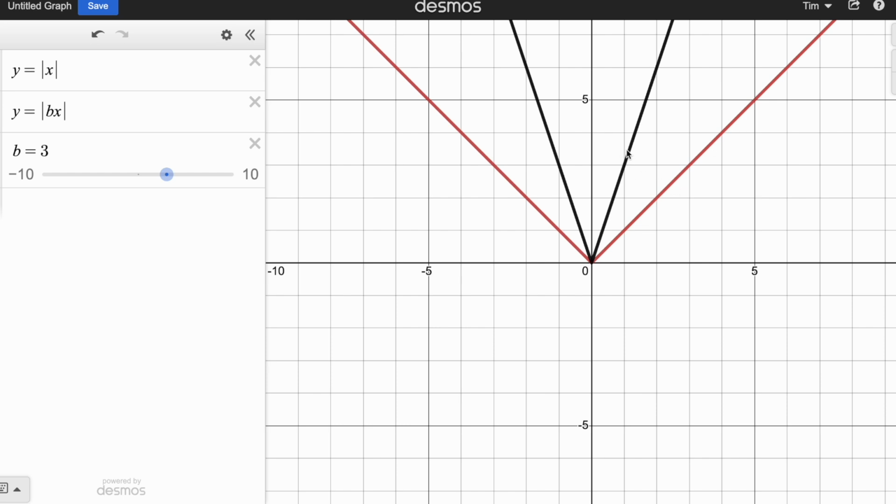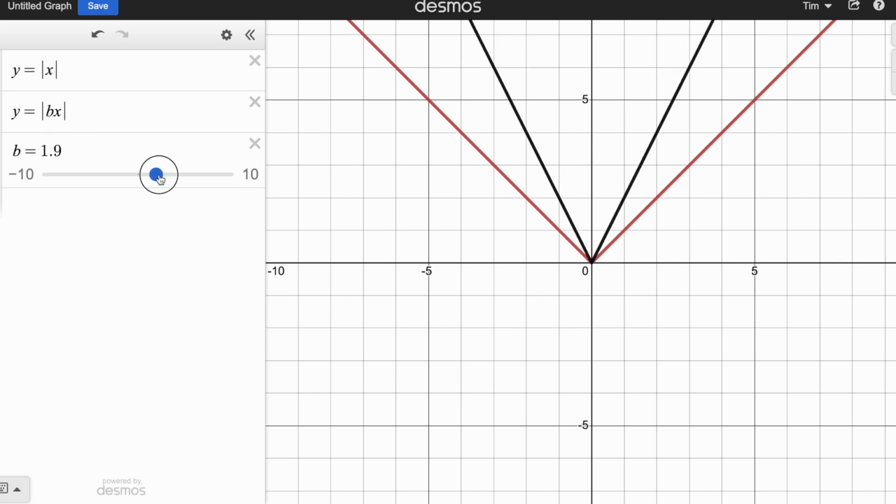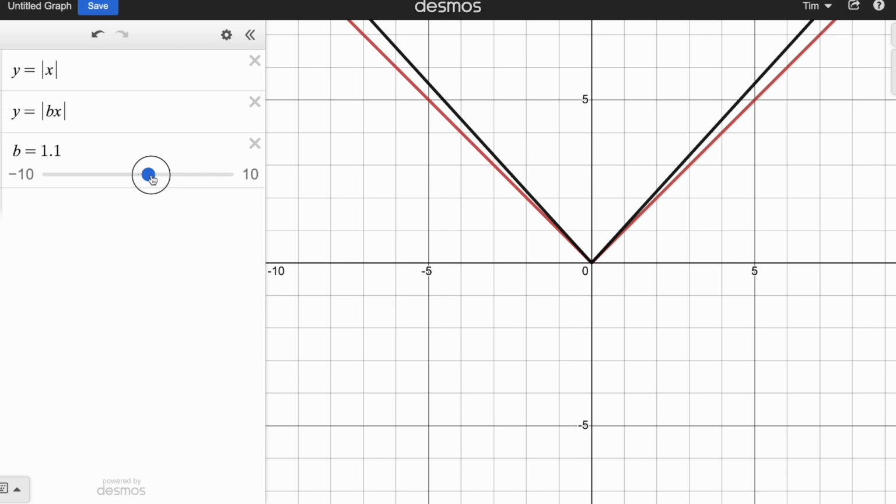If you look at it from a horizontal lens, it's getting compressed. So this is actually a horizontal shrink. My scale factor is actually not 3, it's 1/3, because when we take a horizontal shrink, we're taking the reciprocal of the number that's being multiplied by x. Now, when I decrease this from the y-axis, I'm actually stretching it out.